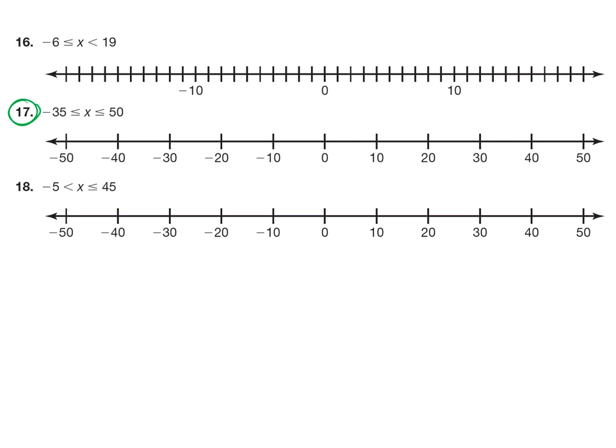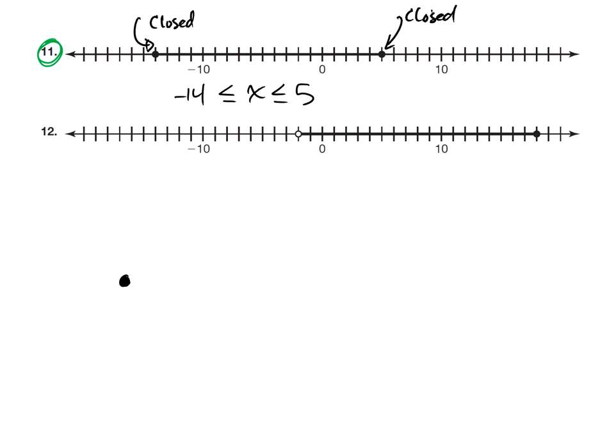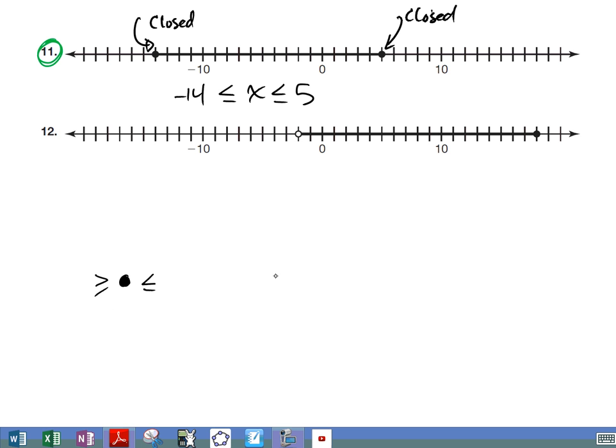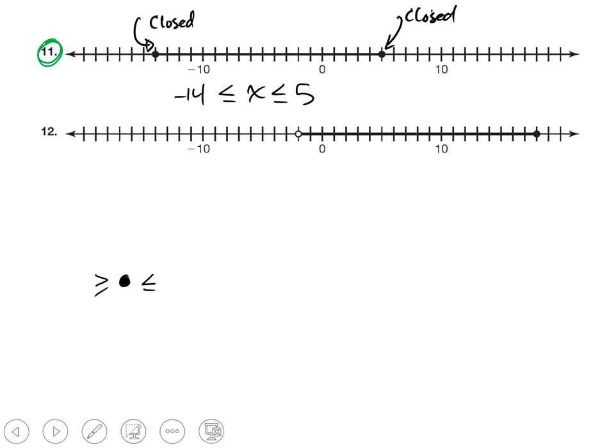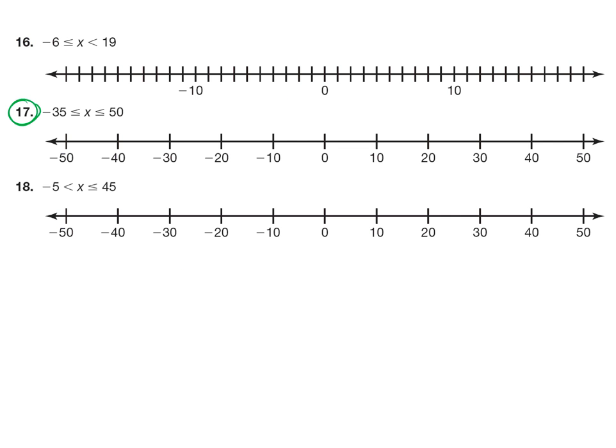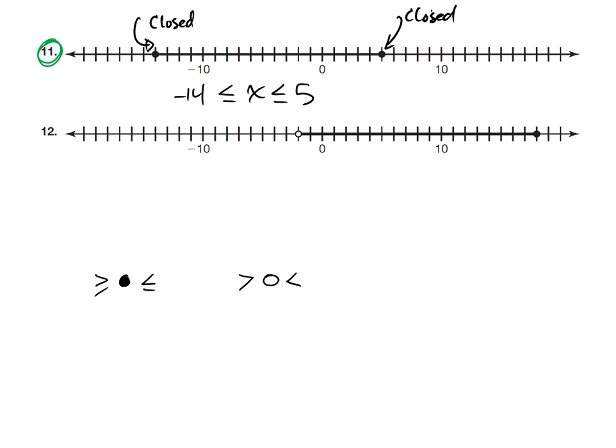Again, if I have solid dots, that means I'm including those boundary points. So I'm including those boundary points, so I would use the less than or equal to or the greater than or equal to. And if I have an open boundary point, then I'm using strictly the less than or the greater than.